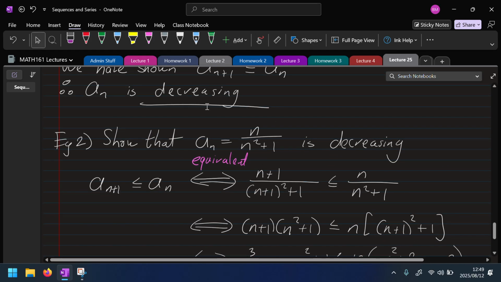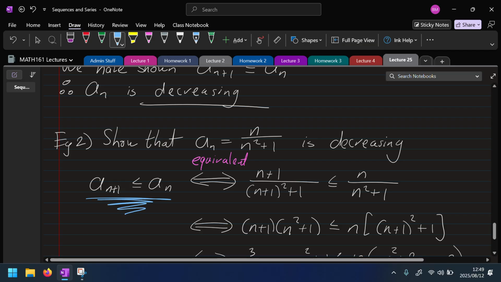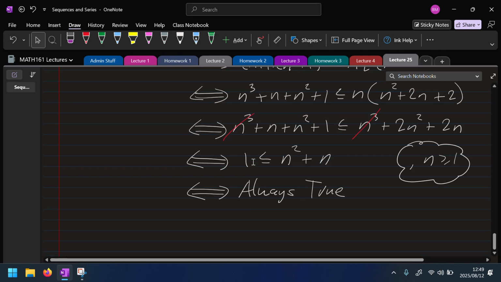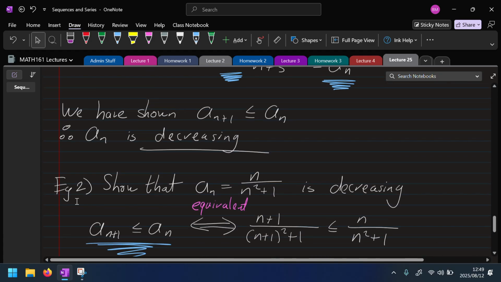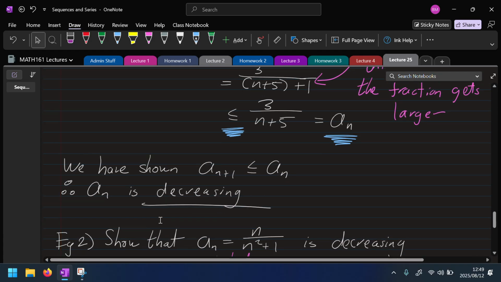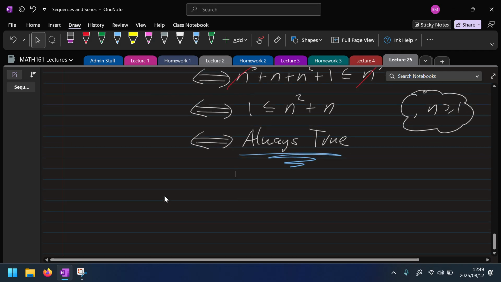Now let's look at the left and the right. So we've got this statement, a_{n+1} is less than or equal to a_n, is equivalent to, and we go all the way down, well, it's always true. Okay. And since it's always true, we know that this sequence is always decreasing. Because it's true for any n, so it's always decreasing.